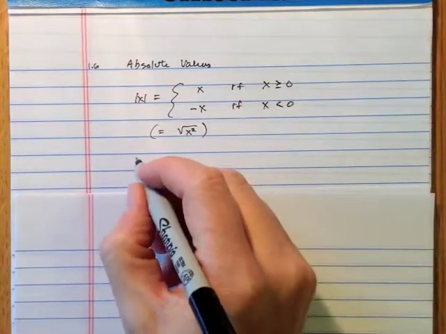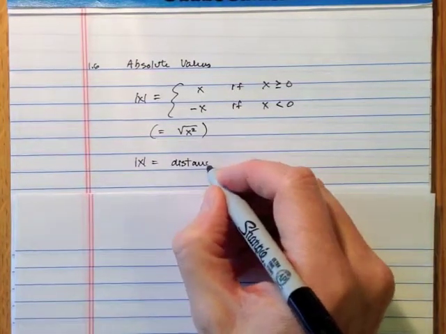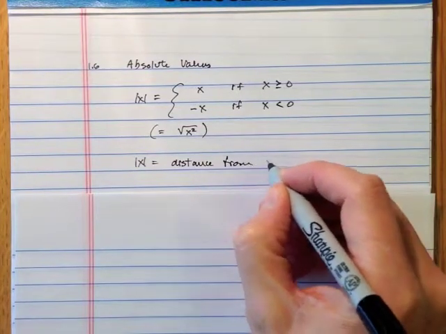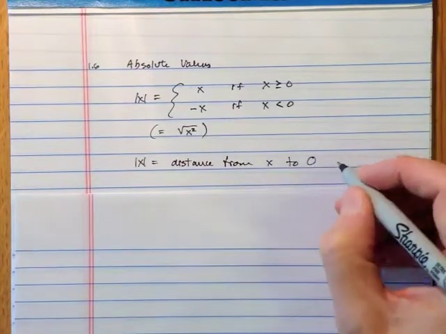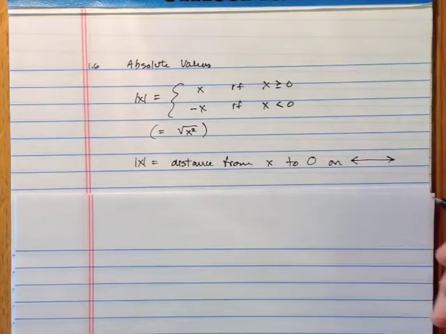Absolute value of x, this is a handy way to think of it, it's the distance from the number x to the number 0 on the number line. Let's draw the number line like that.